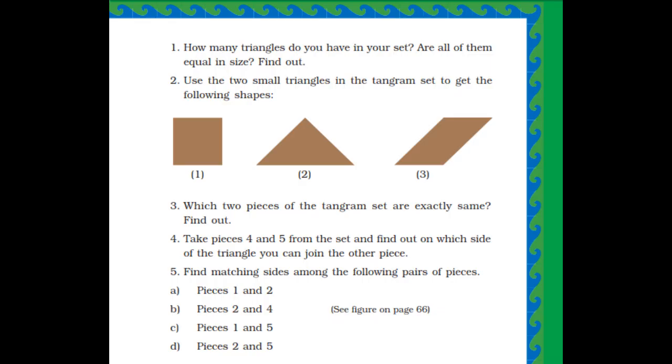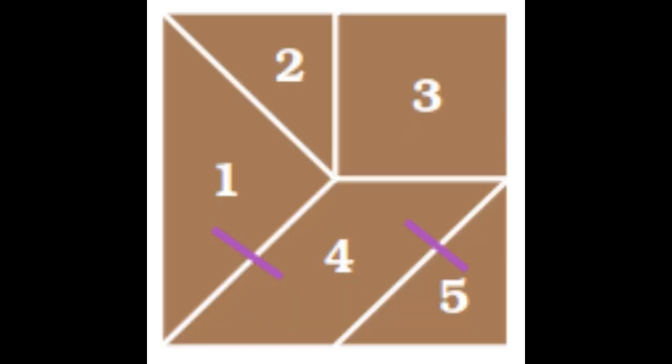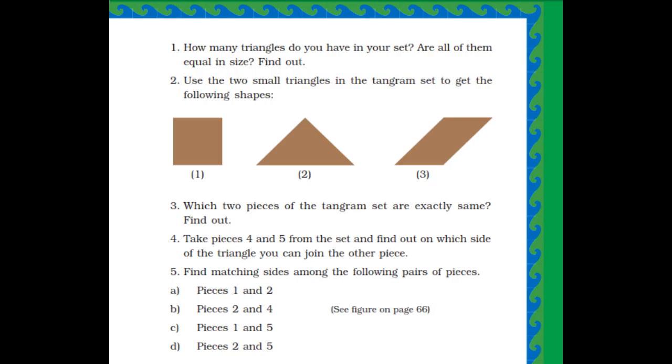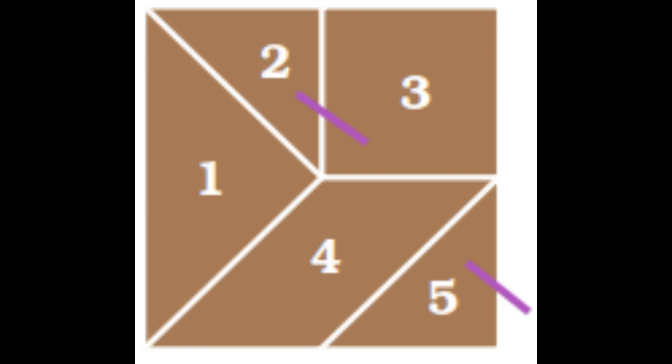Pieces 1 and 5. Which side is same? This and this side. Pieces 2 and 5. Now we can say this side and this side is same. Now children, in the above pairs there are some other combinations also. You can write of your own.